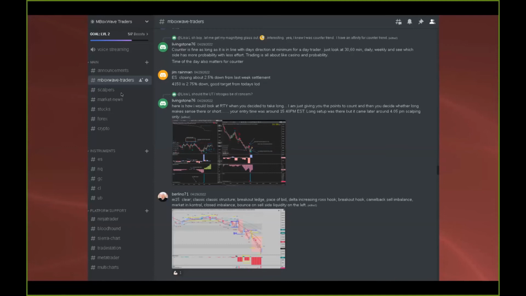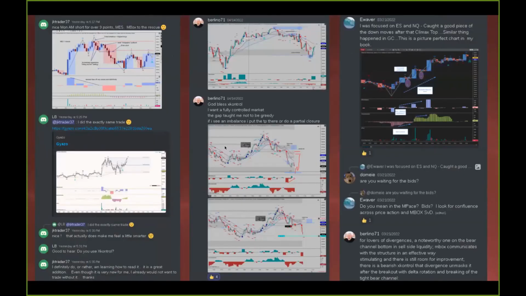We got a scalpers channel, market news channel, stocks, forex, crypto. We got popular instruments channels. I added these by request, if people are focusing on certain instruments. Then we've got platform support, NinjaTrader. There's a Bloodhound channel because some people use Bloodhound with NinjaTrader, so you can talk to other traders using Bloodhound and get some support for that. These are just the kind of conversations that go on in the Discord room.